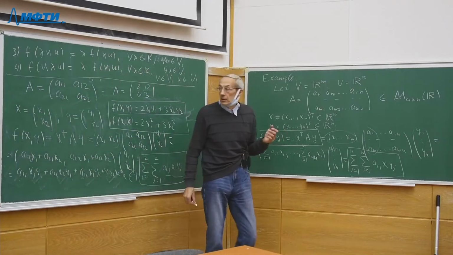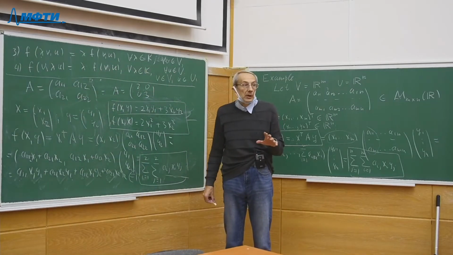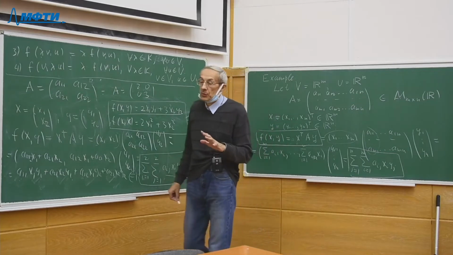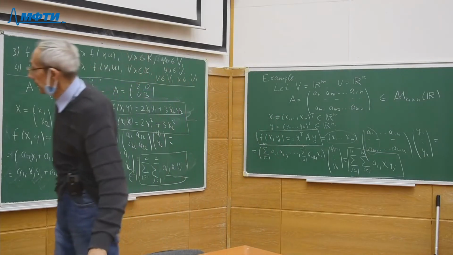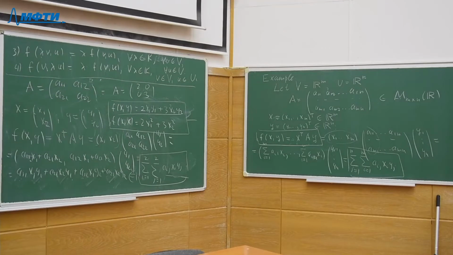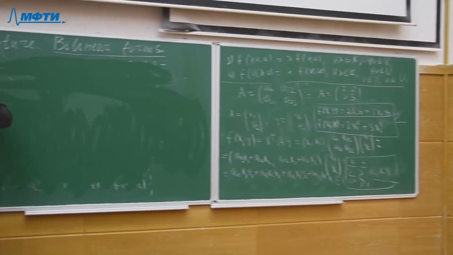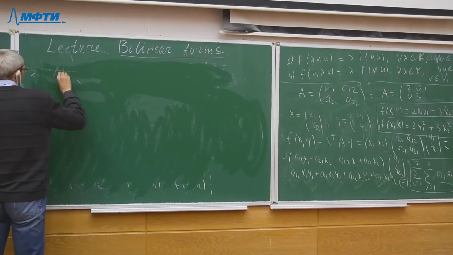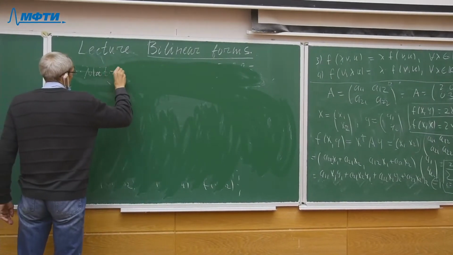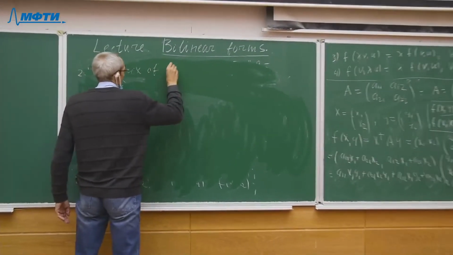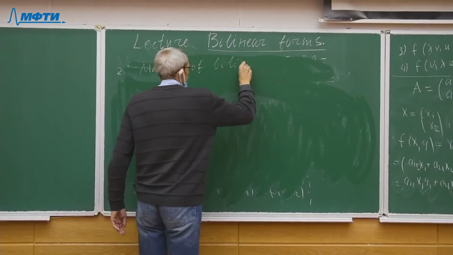Now we consider the general case when we have some arbitrary bilinear form. Item 2. Matrix of bilinear form.